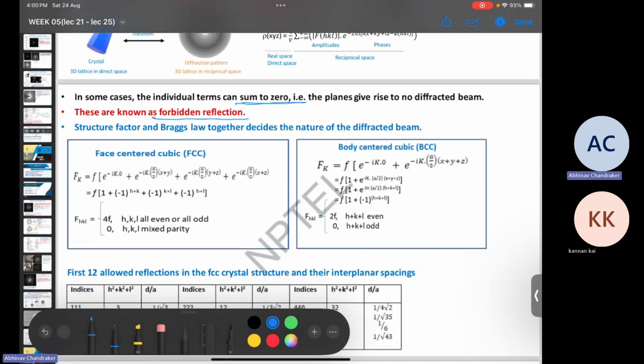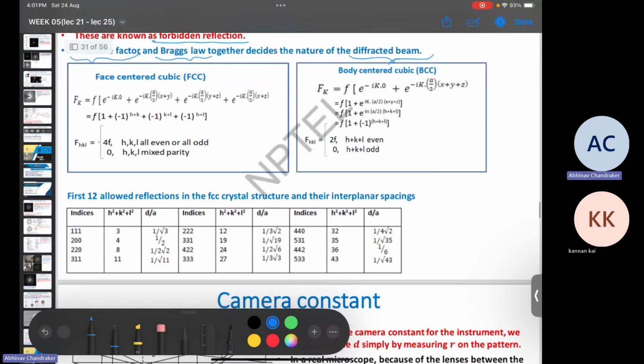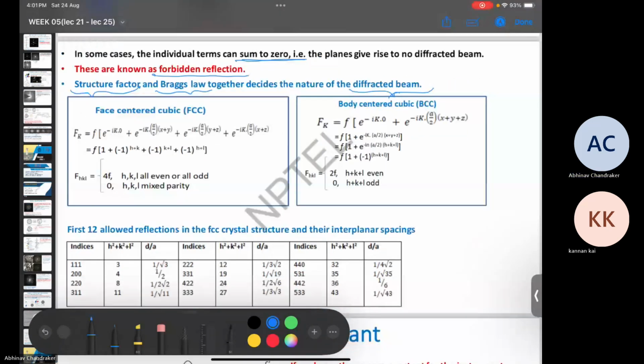And as I told, along with Bragg's law, structure factor also has a say in how the diffraction pattern will be. And now let's come to the formula written here.